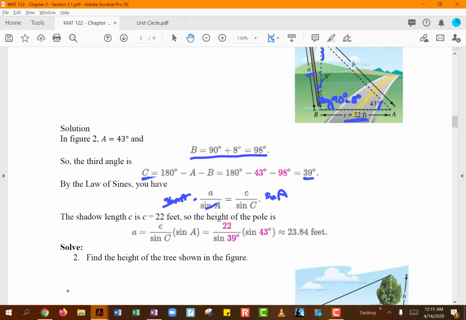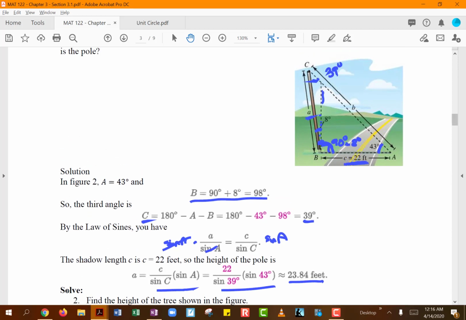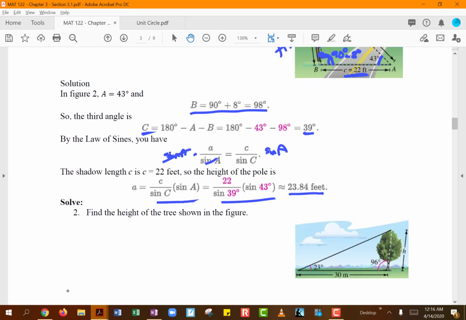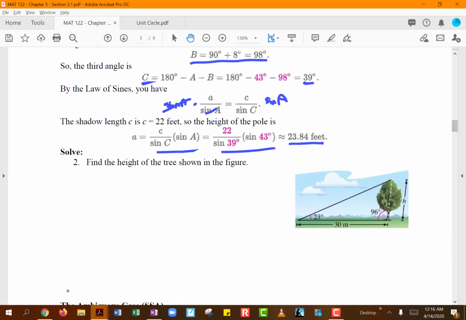And you get A by itself, and then just plug in the values for all of these sides and angles, and you will end up getting approximately the height of the pole is 23.84 feet. So 23.84 feet is going to be the height of the pole. So we can use that same concept here in our example to find the height of the tree.